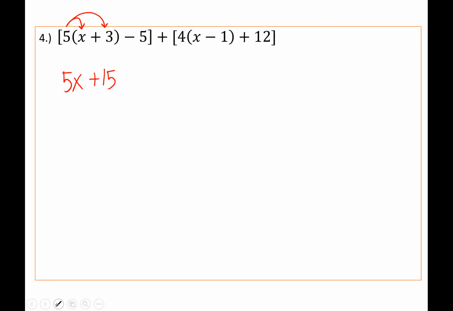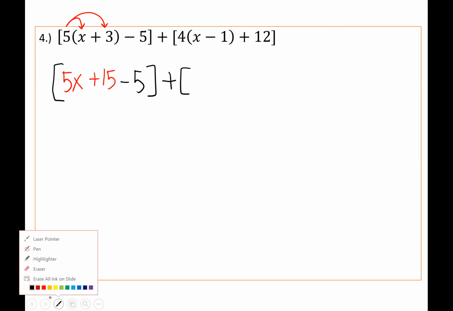Okay, I'm now going to copy down the square bracket that was there in front of the 5x. There's also this minus 5 that's still inside the square bracket. So what I've written so far is square bracket, 5x plus 15 minus 5, close square bracket. Now, there's this plus sign, and then there's a new square bracket. So what's happening inside of there?